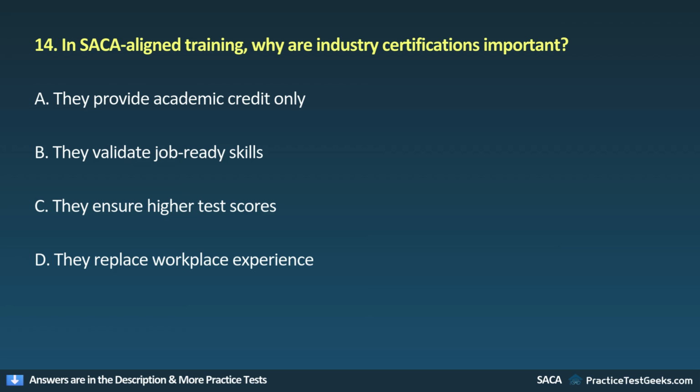14. In SACA-aligned training, why are industry certifications important? A. They provide academic credit only. B. They validate job-ready skills. C. They ensure higher test scores. D. They replace workplace experience.